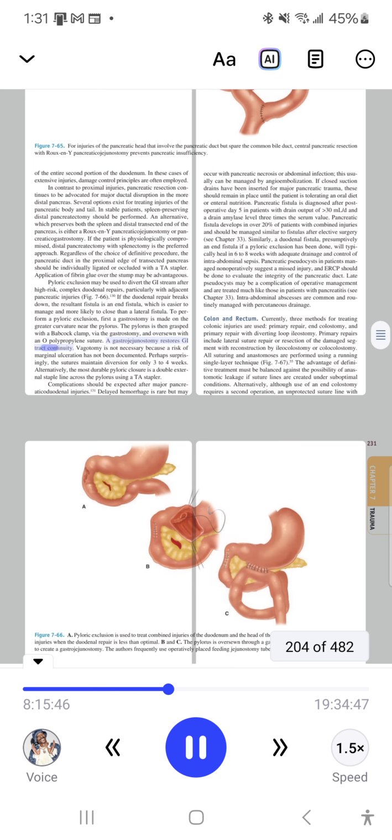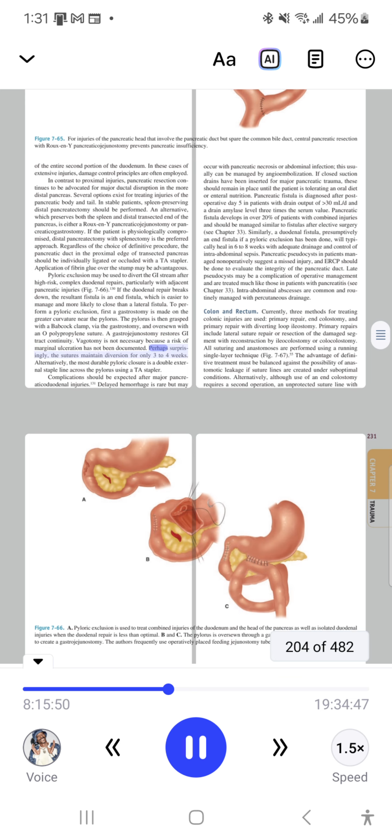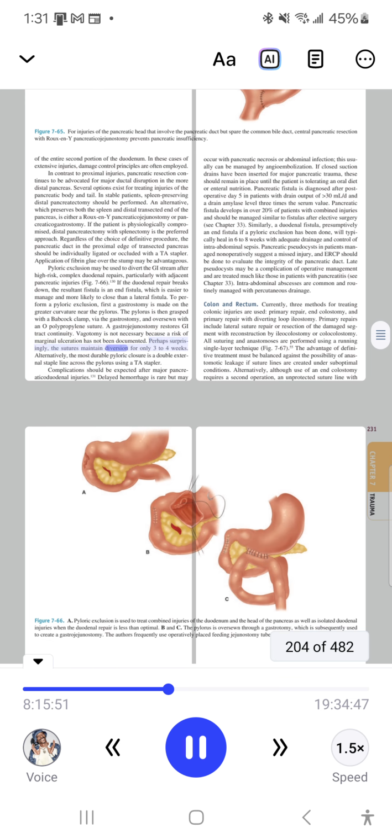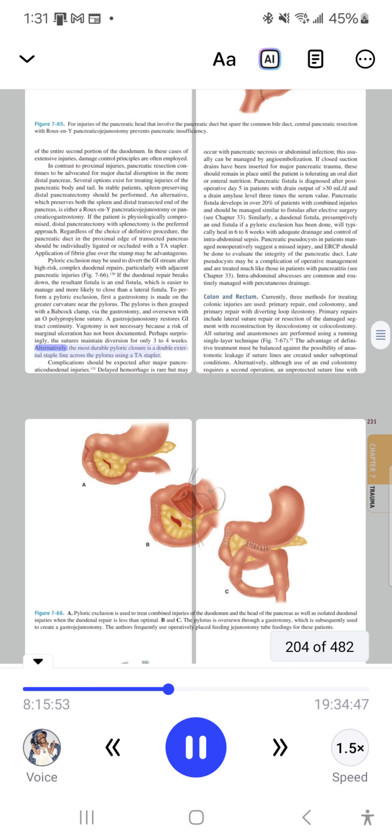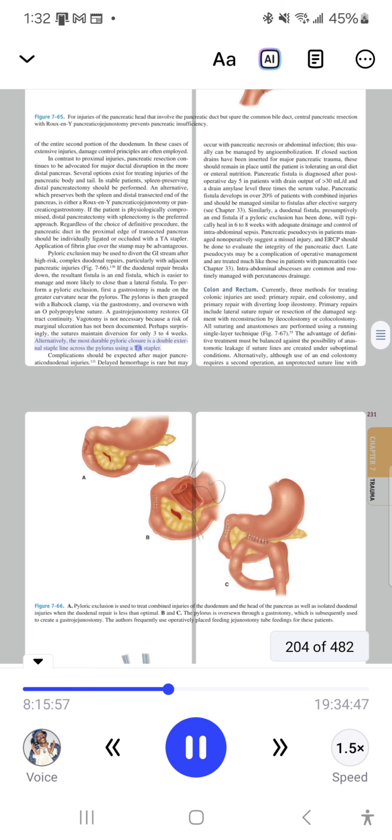Gastrojejunostomy restores GI tract continuity. Vagotomy is not necessary because a risk of marginal ulceration has not been documented. Perhaps surprisingly, the sutures maintain diversion for only 3 to 4 weeks. Alternatively, the most durable pyloric closure is a double external staple line across the pylorus using a TA stapler.